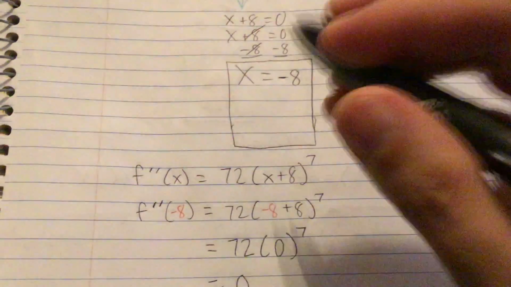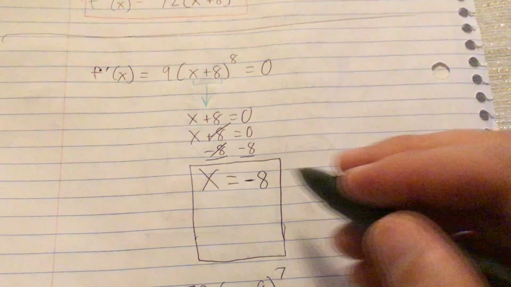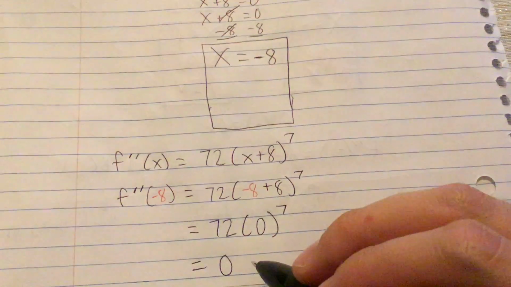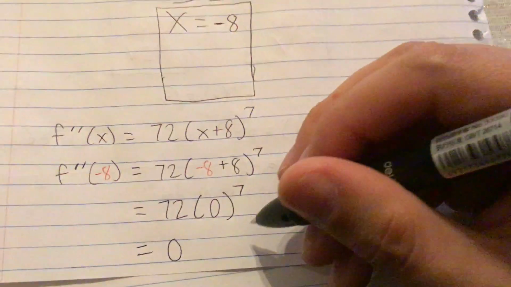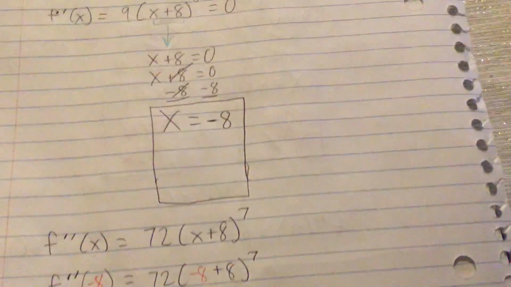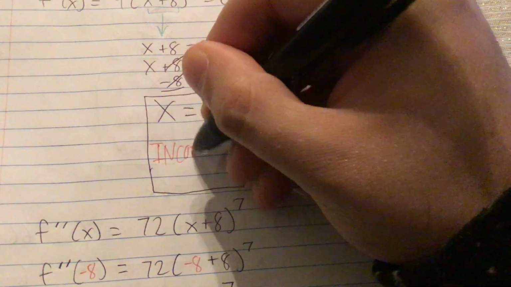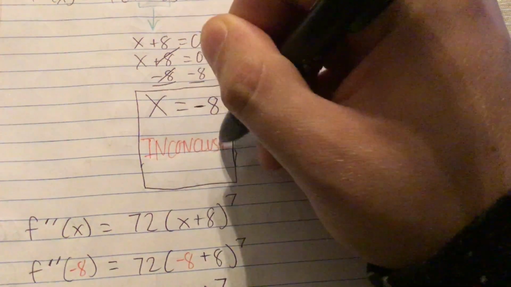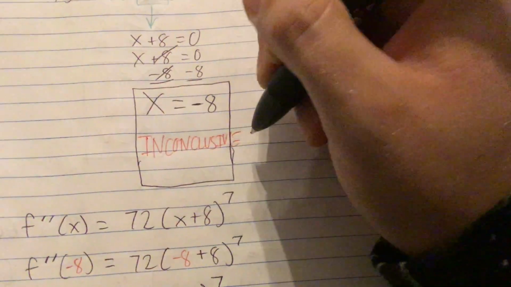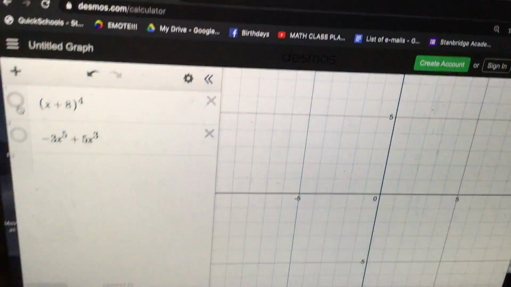If f prime of x is equal to 0 at x equals -8, which means it's horizontal, and then the acceleration is 0, that's a big load of I don't know. So it's inconclusive. The point is it's neither. I didn't fit it in the box, but you get the idea. Inconclusive. Because if I were to graph this, take a look at this.